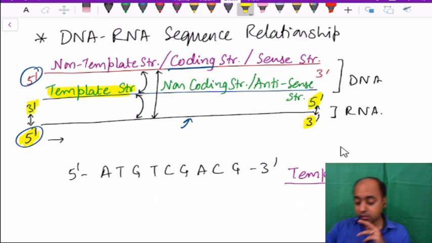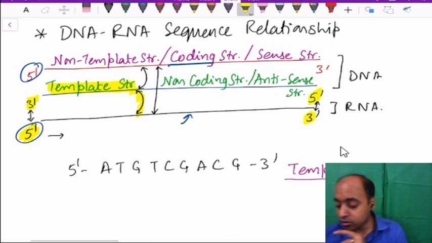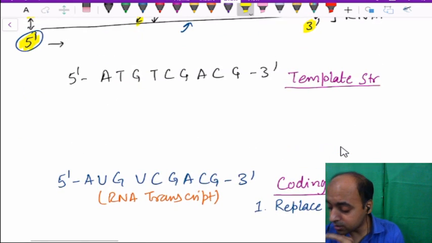The second point is that the sequences have to be complementary. They are not the same sequences. And the last point is the same: replace thymine by uracil. So I'll write the rules that we have to follow.